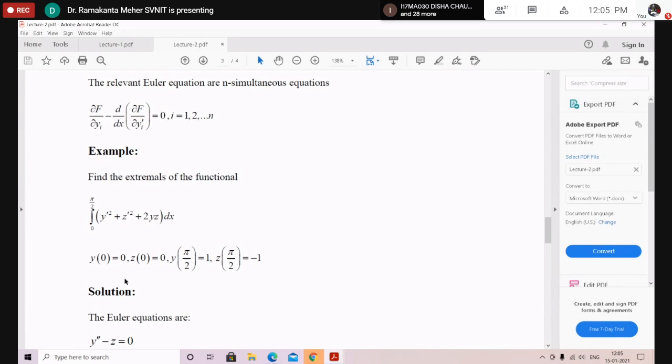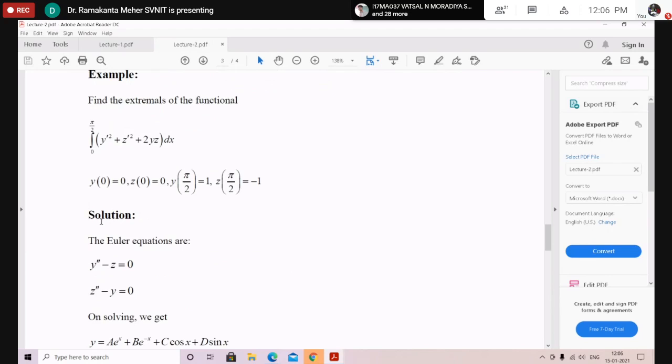The conditions for y are y of 0 equal to 0 and y of pi by 2 equal to 1. The conditions for z are z of 0 equal to 0 and z of pi by 2 equal to minus 1. In both cases, for both variables, we have defined the conditions at the endpoints: one at x equal to 0, another at x equal to pi by 2.